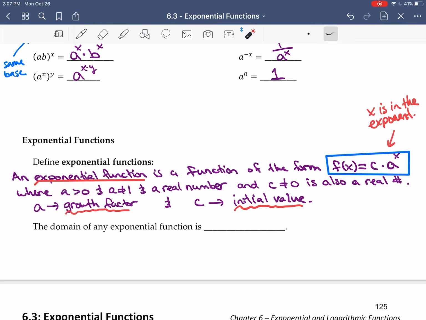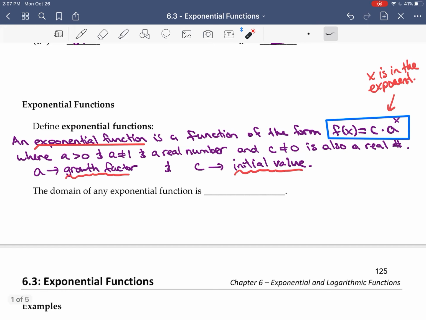We need a bigger than 0 so that we can have fractional exponents. Because if x is 1/2, I can't have a negative number here because then it's going to be the square root of that number, which obviously doesn't exist. Okay, so that gets rid of those problems, and the a equals 1 just gets rid of that constant function, which is different than what we want.